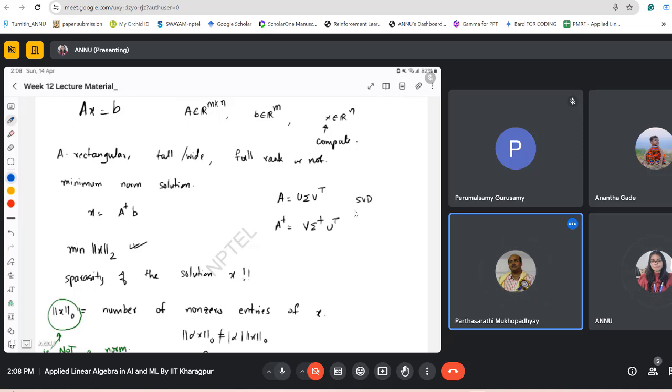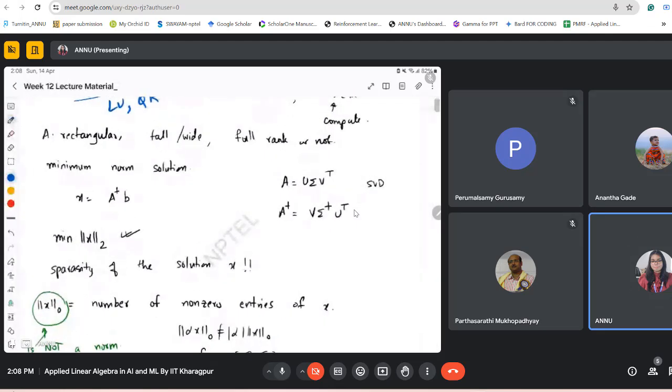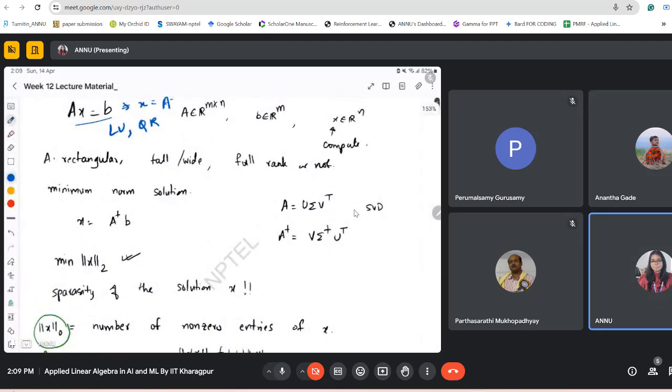So in finding the solution for Ax equals b, which was our main prime importance, for this particular thing we did LU and QR decomposition, because this implies x equals A inverse b. Calculating the A inverse for higher order is tough. So for that we used these things. Now, we also saw some of the properties.